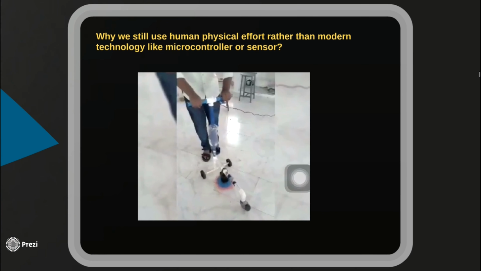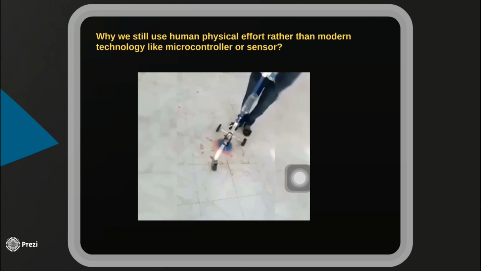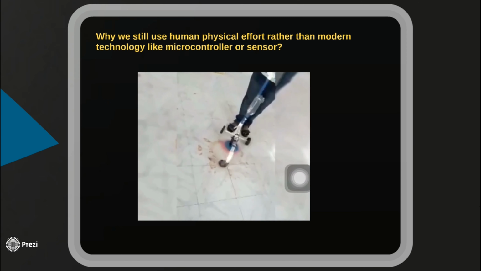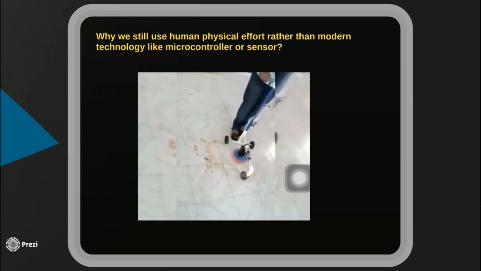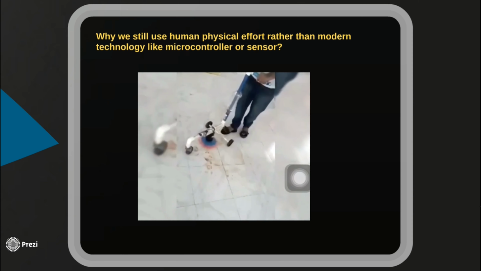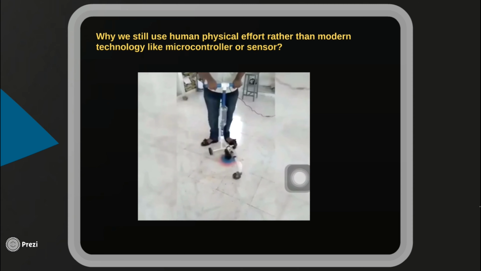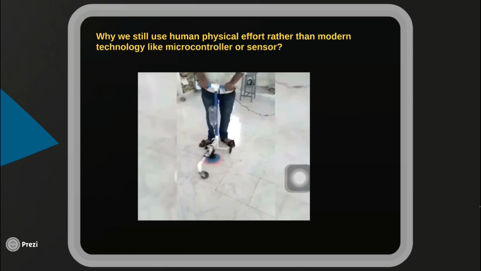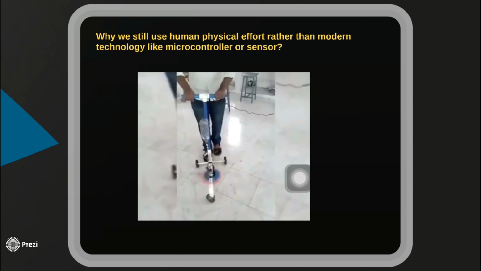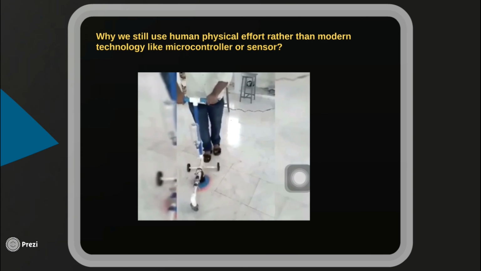Why do we still use human physical effort rather than modern technology like microcontrollers or sensors? Nowadays, modern technology is the best, but we found out that it may cause a lot of problems in this situation. Human effort is more friendly to use. From our research, different types of motions are involved. The process becomes very complicated and needs different algorithms for optimum movement of the system. Again, when different power sources are used and have to be operated at different times, a microcontroller is essential. Sometimes there will be issues with the microcontroller because of the wet floor.